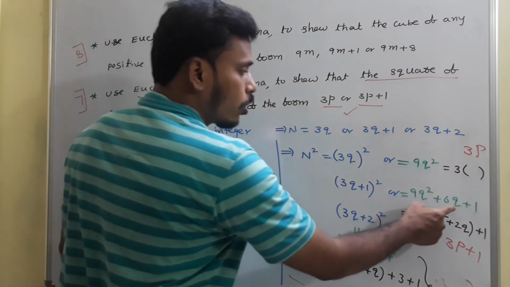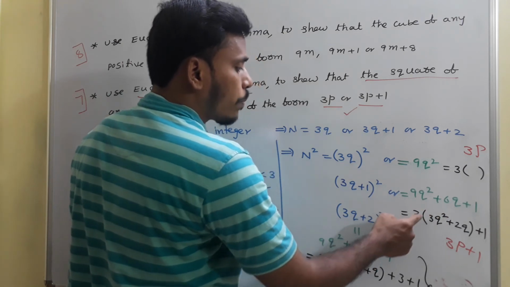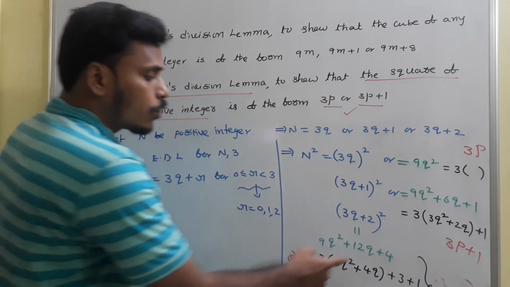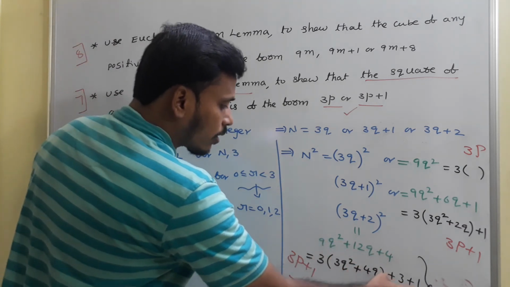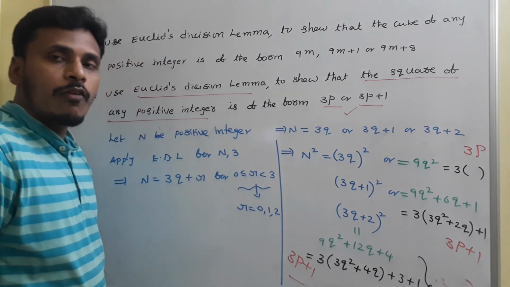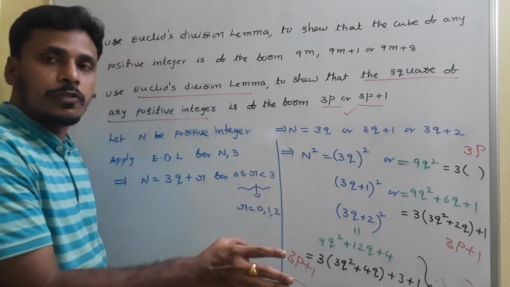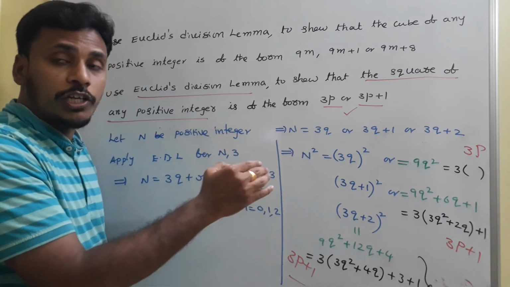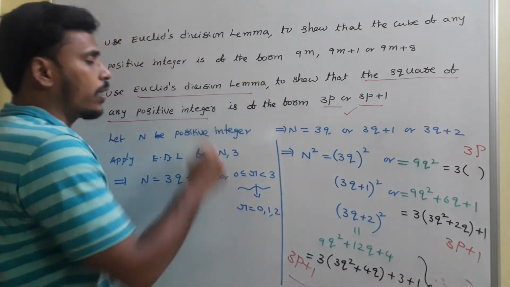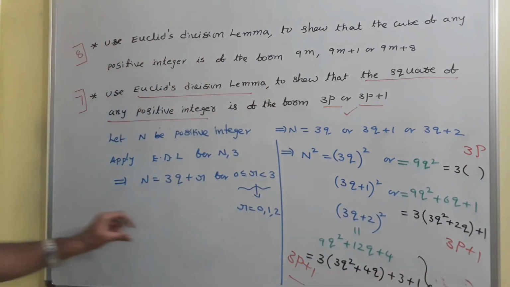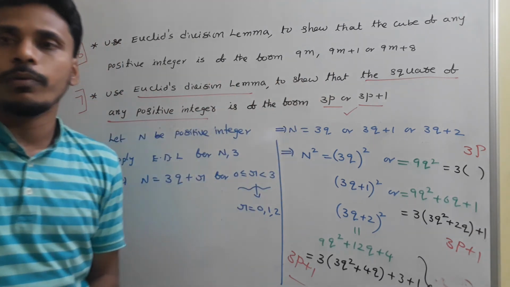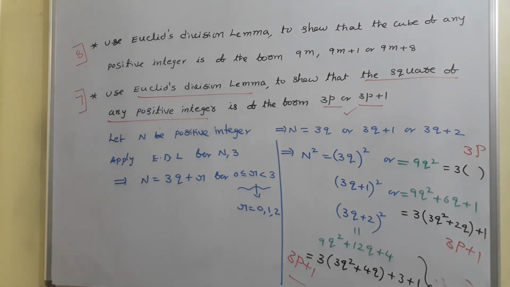And the second one, if you look, from the first 2 terms there is a chance to pick out 3, and 1. So 3 into something plus 1. And at the end, you just rewrite this 4 as 3 plus 1, and from the remaining terms 3 is common, so 3 into something plus 1. Finally, in all the three possibilities, your final value is of the format either 3 into something or 3 into something plus 1. There ends the proof, and at the end you just mention, hence the square of any positive integer is of the form 3p or 3p plus 1. That's it. Okay, have a look.